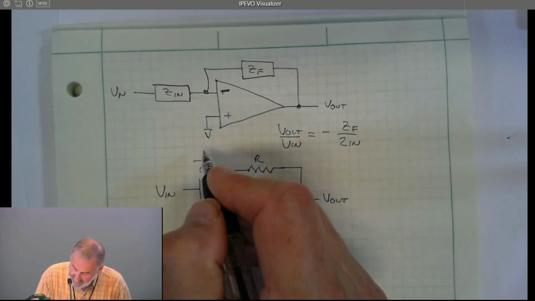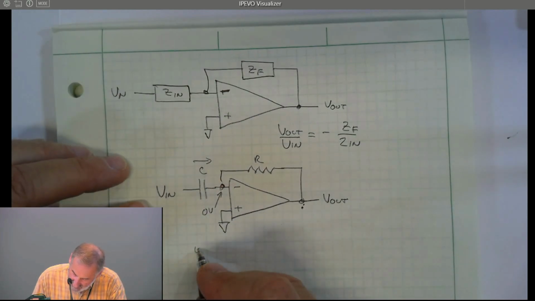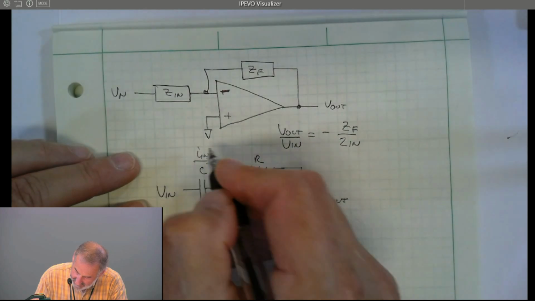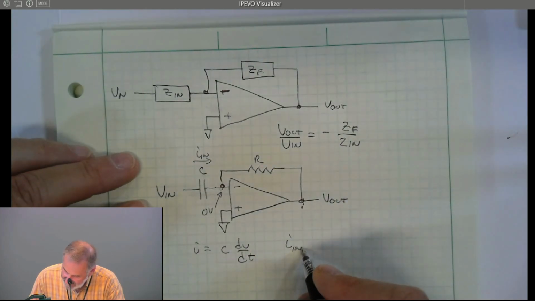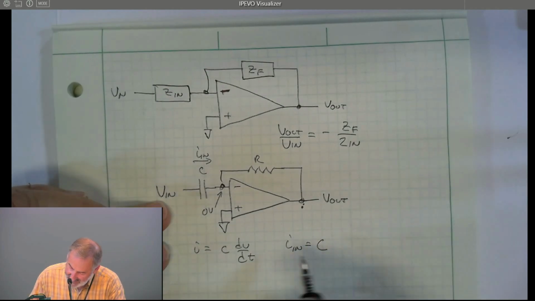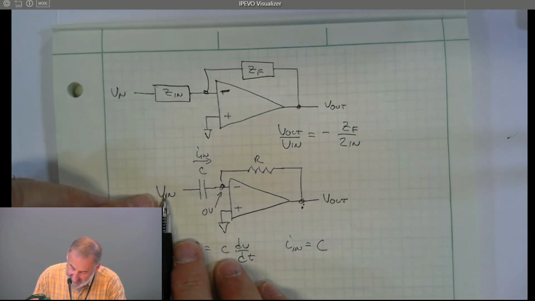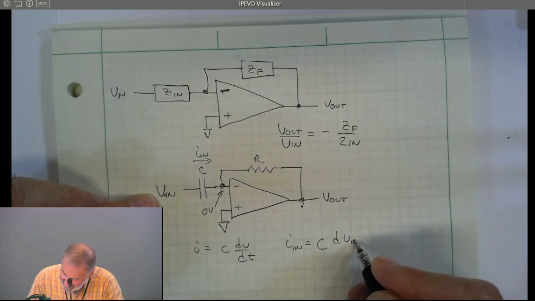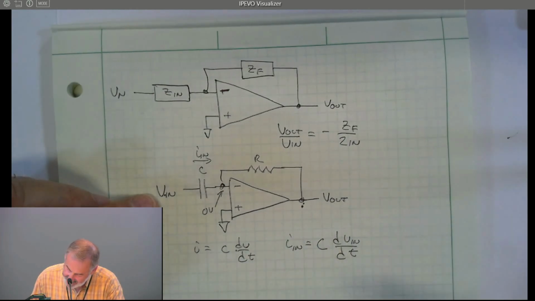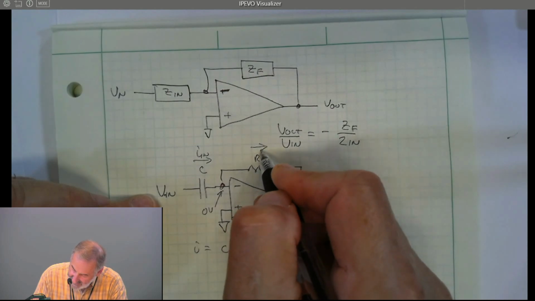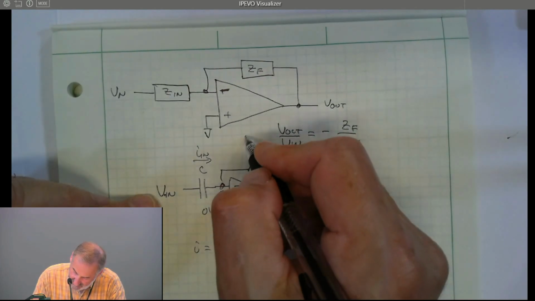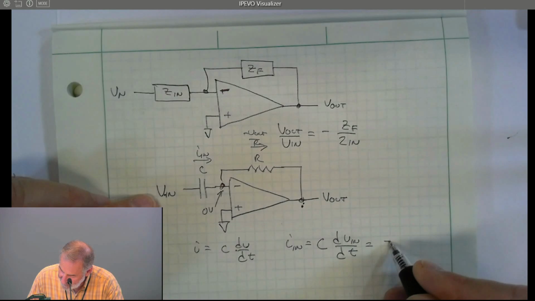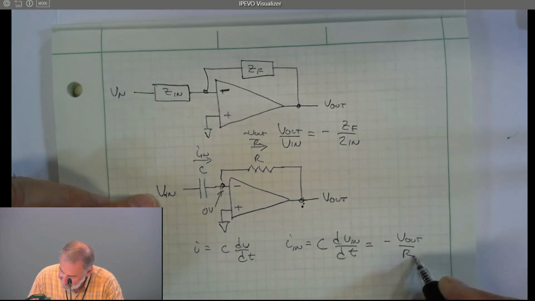We know that the current through here, well, I equals C dV/dt. So this is I in. So I in is equal to the capacitor dV/dt, well, that's V in minus 0 volts. So that's dV in/dt. We know that that current has to equal this current. Well, this is just minus V out over R. So that has to equal minus V out over R.